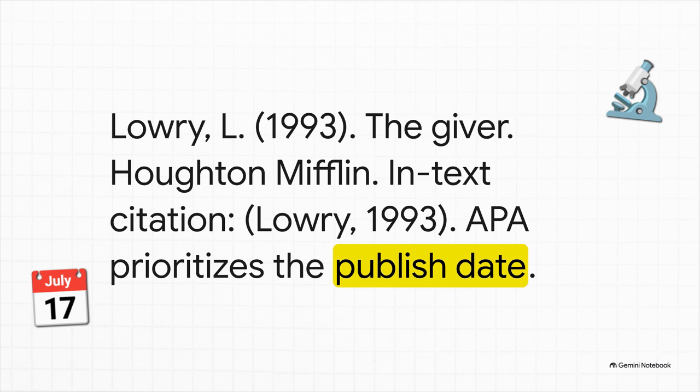In APA style, the reference looks like this. Lowry, L., 1993, The Giver, Houghton Mifflin. Notice how the date, 1993, is placed right up front in parentheses? APA wants you to see that date immediately. When you cite this inside your paragraph, which we call an in-text citation, you just write the author's last name and the year. Lowry, 1993.